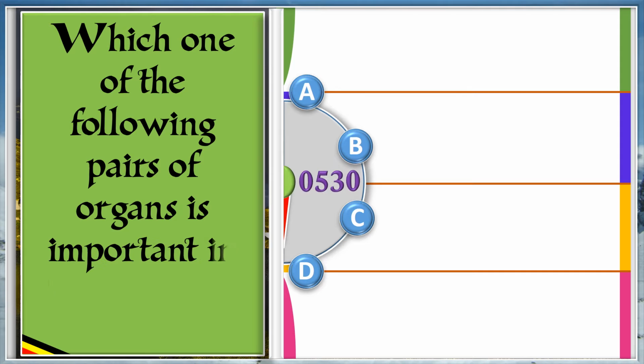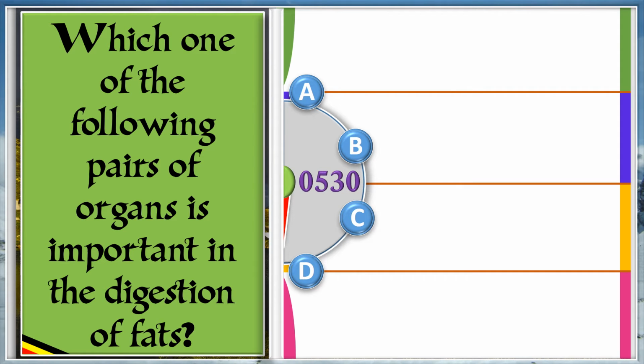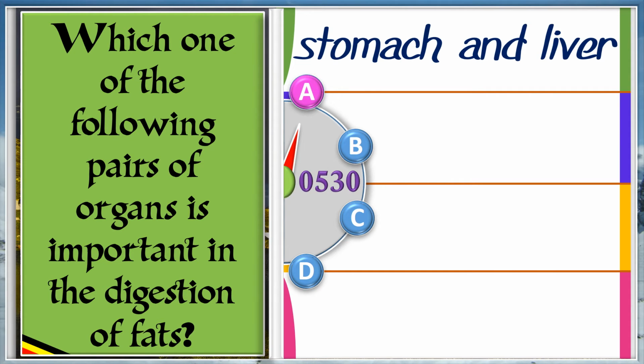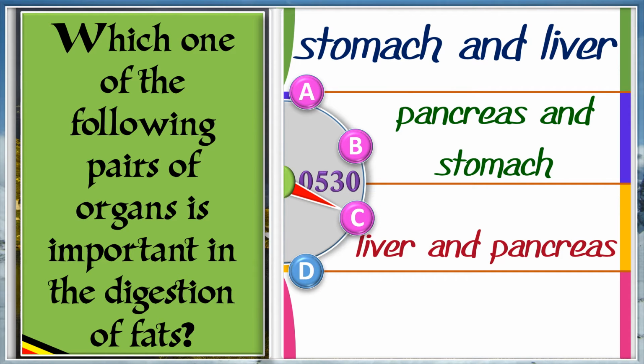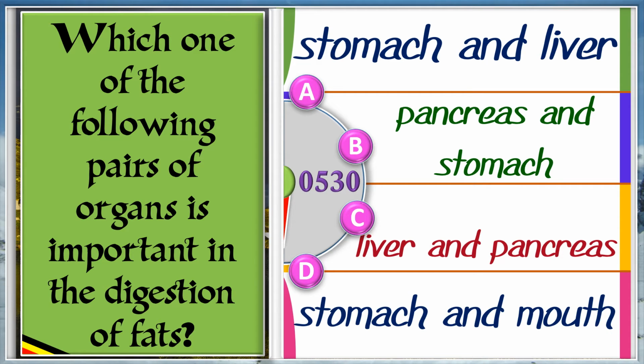Which one of the following pairs of organs is important in the digestion of fats? A. Stomach and liver. B. Pancreas and stomach. C. Liver and pancreas. D. Stomach and mouth. And the answer is C. Liver and pancreas.